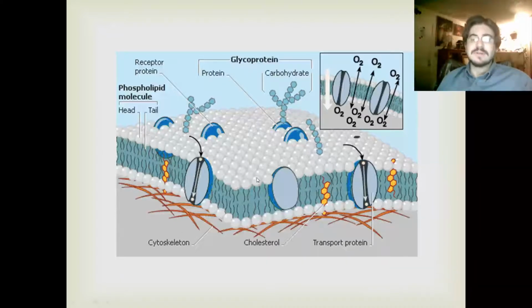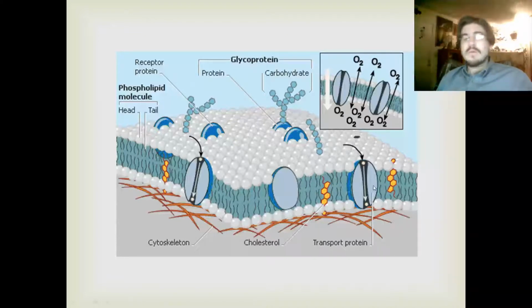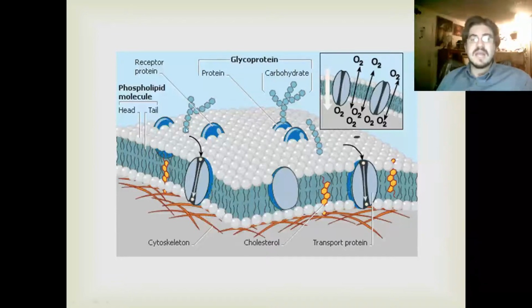So a functional cell membrane is not only a phospholipid bilayer, but a whole bunch of embedded compounds like transport proteins, cholesterols, carbohydrates attached to proteins, making these glycoproteins. So receptor proteins. So some pretty fancy stuff. Like I said, oxygen, O2, can just go straight across because it's small enough.